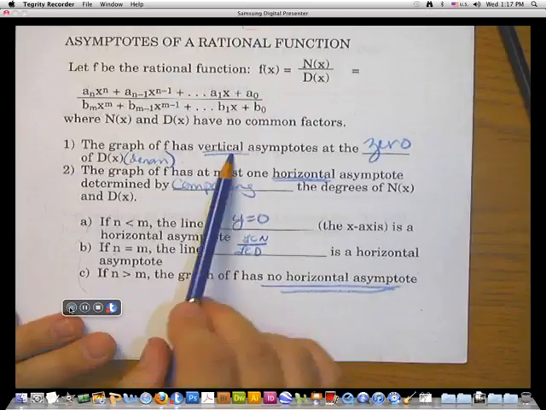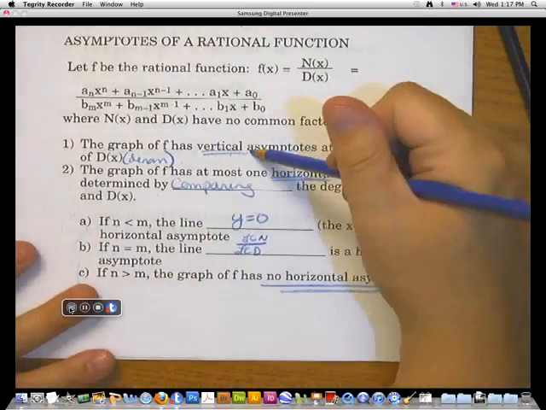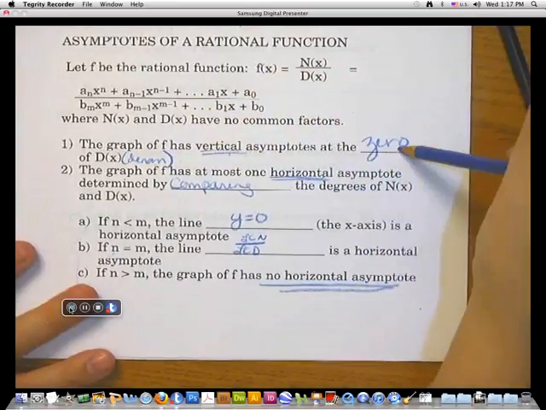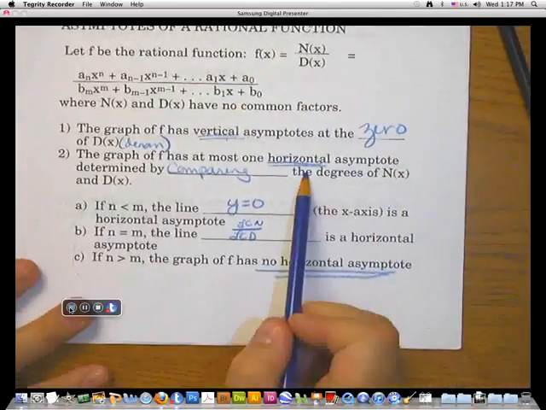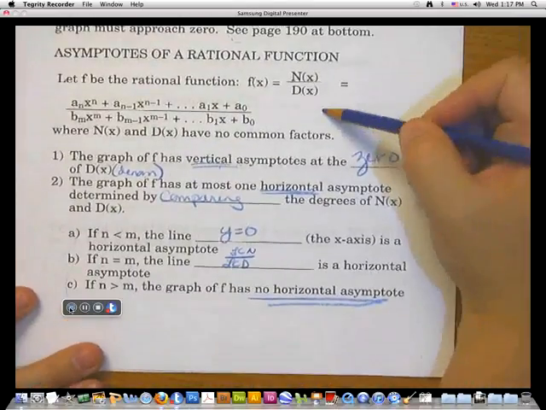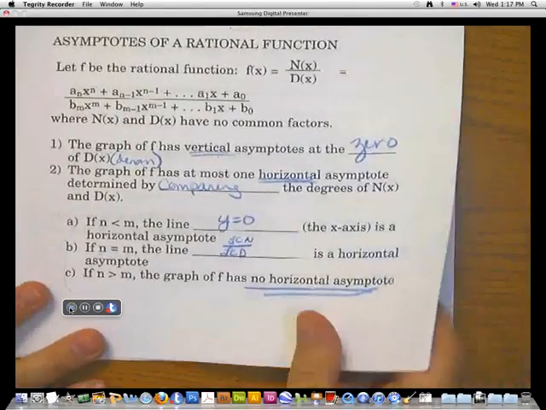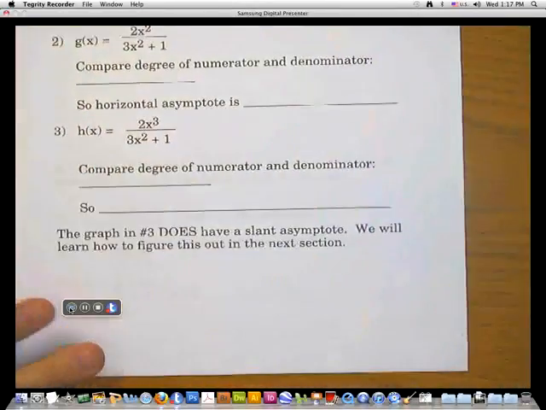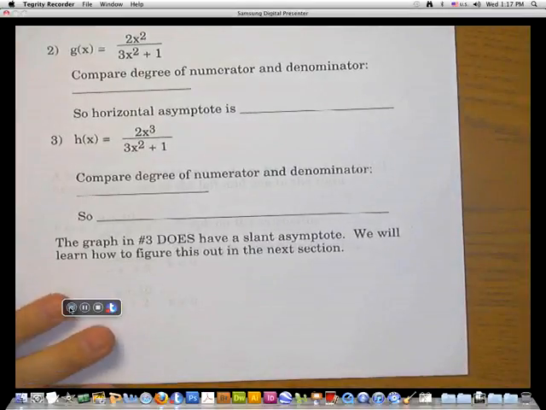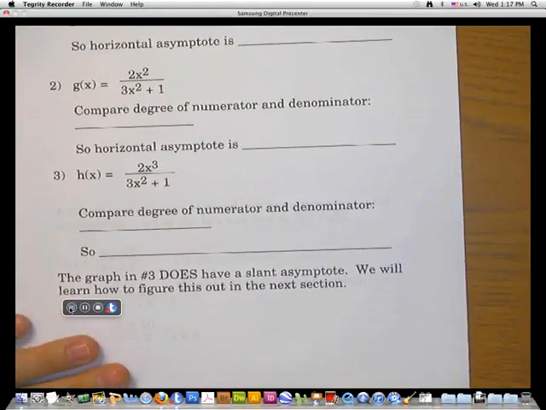So this is how we're going to find vertical and horizontal asymptotes. The vertical asymptote is based on where the denominator is 0, and the horizontal asymptote is based on the comparison of the degrees of the numerator and the denominator. So on page 3, we're going to compare the degree of the numerator and the denominator in here.